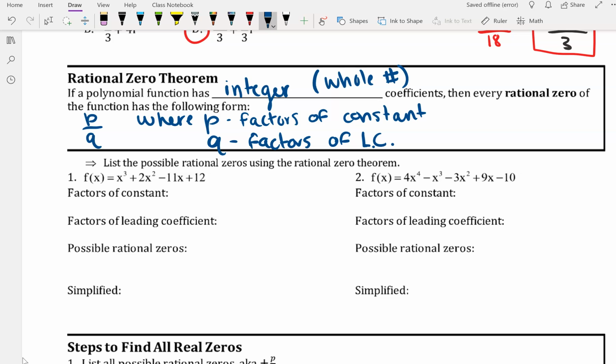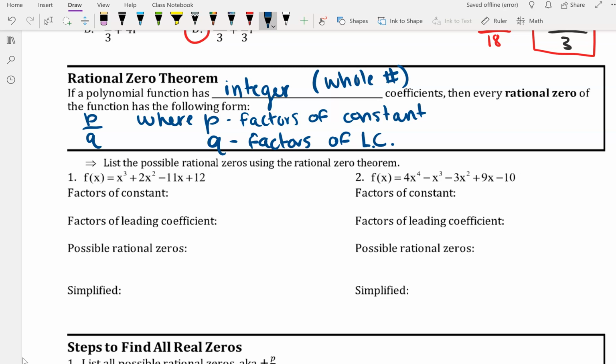All right, so basically what we're doing here is we are finding a list of possible rational solutions. For our purposes, rational just means nice solutions. They can be fractions or they can be whole numbers, but they're not going to be any square roots, any crazy radicals or imaginary numbers or anything like that.